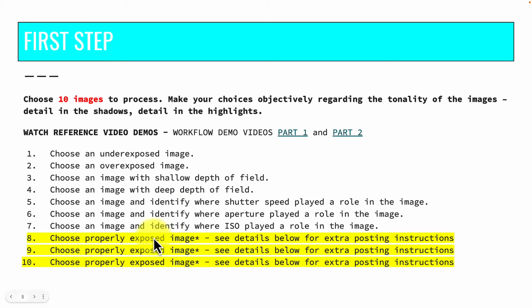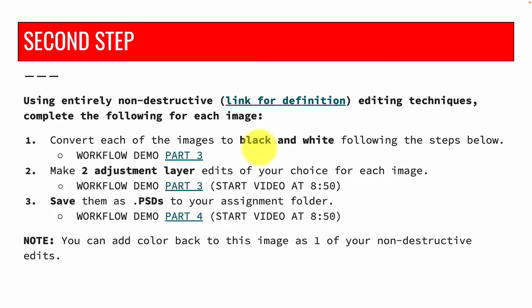Now the last 3 images that I've highlighted here, these are the ones that you're going to use the image compare for. So these are properly exposed images that you made and I've identified as properly exposed. You're going to make edits to them, but you're also going to present to me the before you've made edits and the after you've made edits. So they're 2 separate images. Now, these are reference video demos that I want you to watch, part 1 and part 2, that's going to help you identify those images.